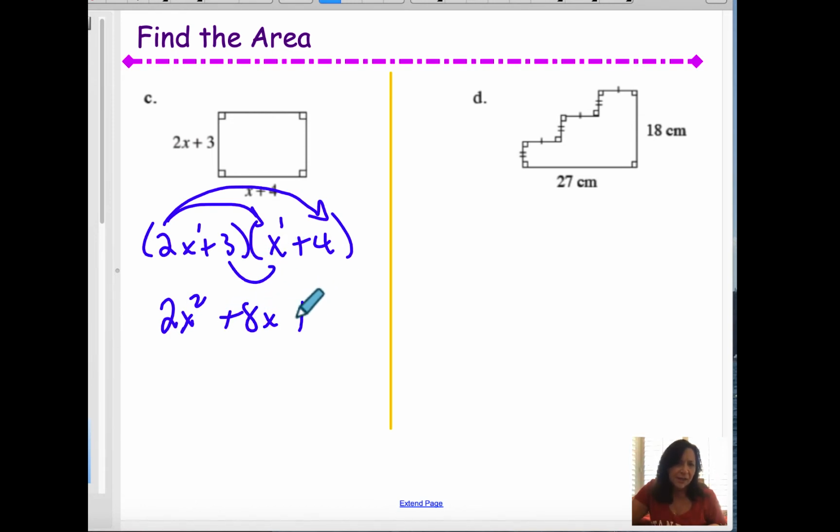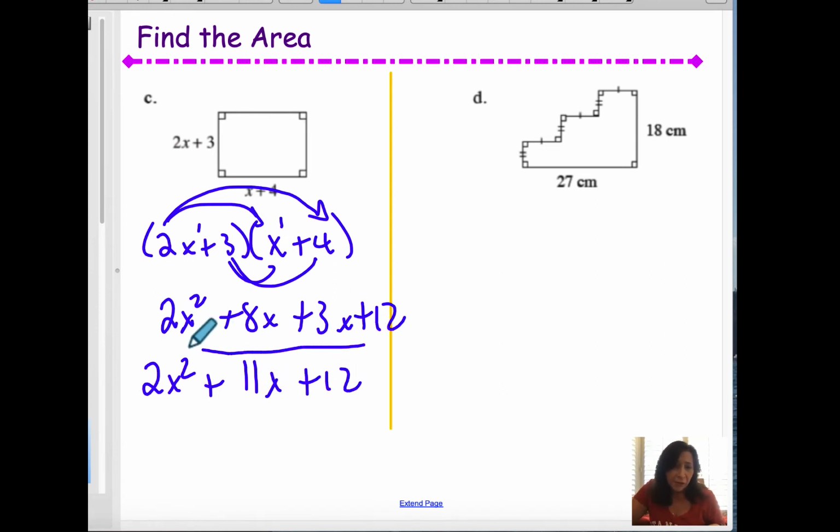3 times x is plus 3x, and 3 times 4 is plus 12. So we have 2x squared plus 8, 9, 10, 11x plus 12. And so this would be just the area because I didn't give you a value.